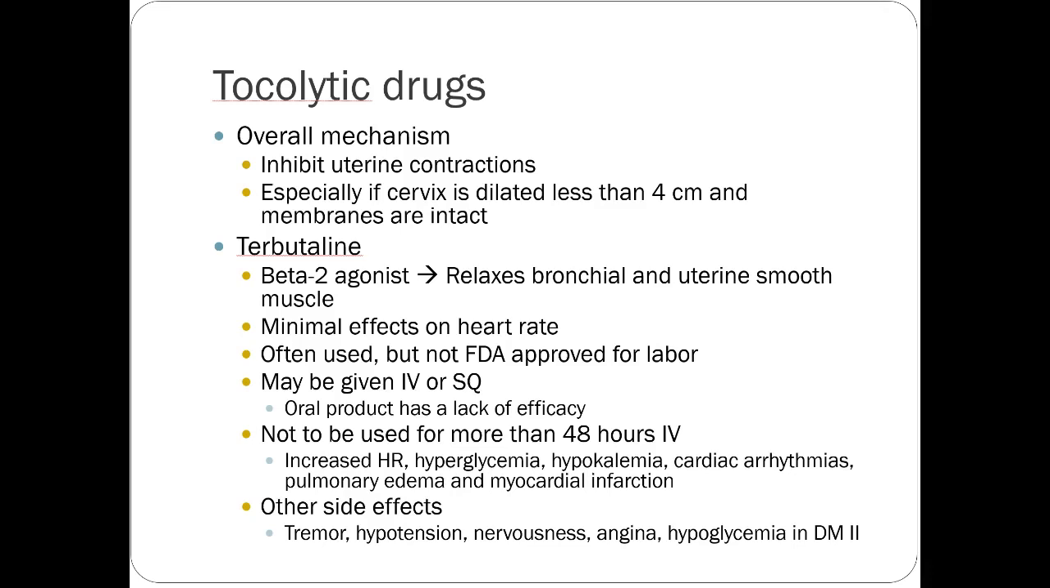So, terbutaline is a beta-2 agonist. It relaxes bronchial and uterine smooth muscle. It doesn't really affect the heart too much. It's mostly selective, but it can have heart rate and cardiovascular effects. It's a commonly used medication. It's an old medication. It's not actually FDA approved for this indication, though. Shocker, right? With all our pregnancy stuff, there are very few FDA approvals for a lot of things we do, but we do it anyway. Maybe given IV or sub-Q.